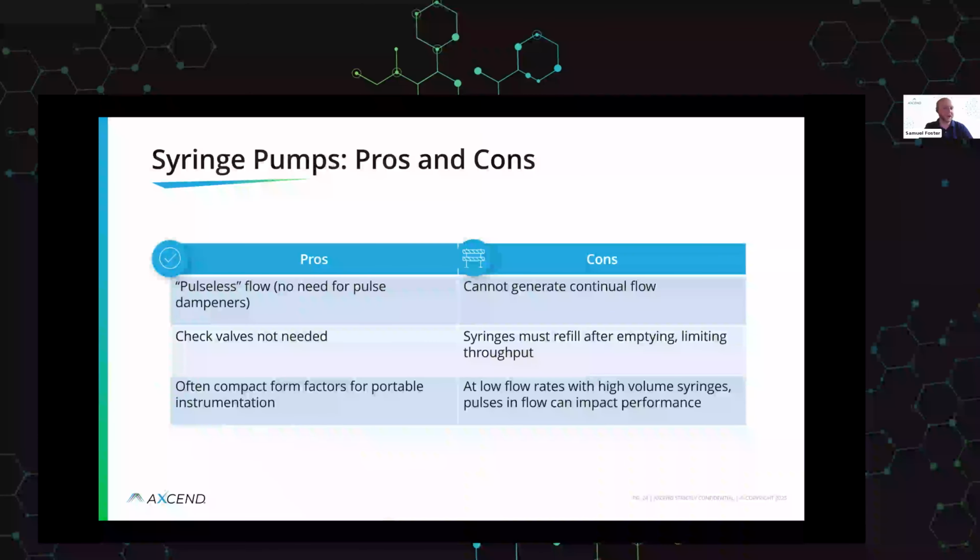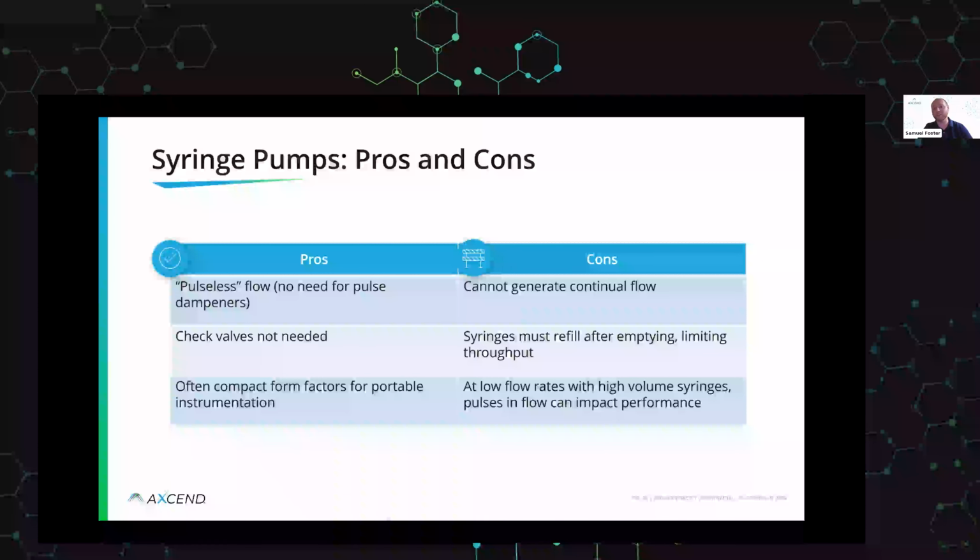So in terms of the pros and cons, they are considered pulseless in the sense that we don't need a pulse dampener, which helps to reduce our system dwell volume. Additionally, we don't necessarily need check valves, as we'll discuss in a little bit. These also typically are very compact in form factor. They're used in portable instrumentation, as we'll discuss.